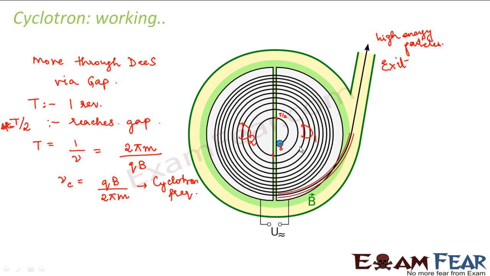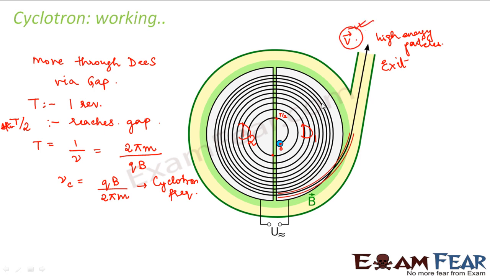Again, the polarity of the Ds is reversed such that D1 is at a lower potential, so the particle jumps from higher potential to lower potential. Therefore, it jumps to D1. Again, it gets accelerated due to the electric field applied across the gap, and this motion keeps continuing and the radius of the path keeps increasing. When the radius of the path becomes equal to the size of the D, the high energy particles are collected through the exit. When they go out of the exit, they have some very high velocity v.